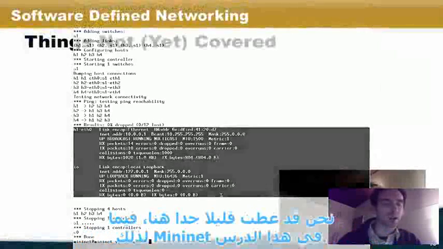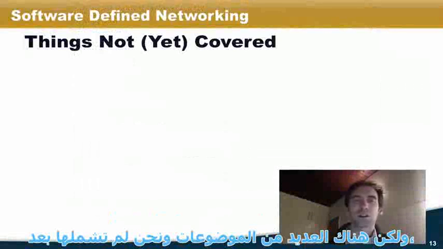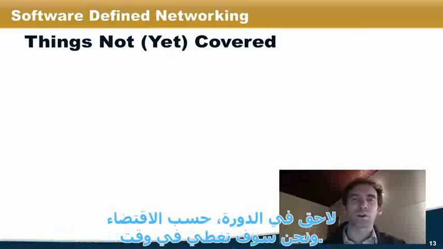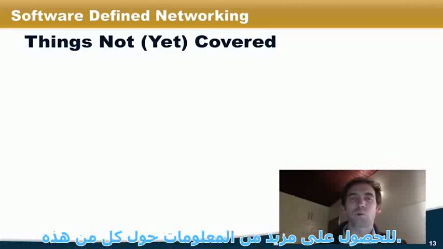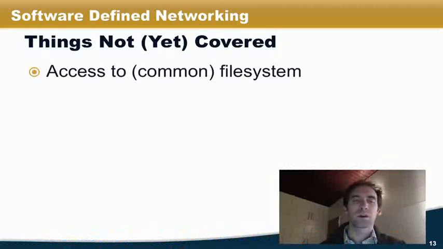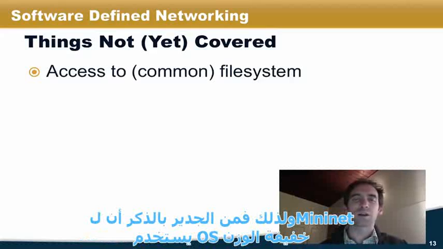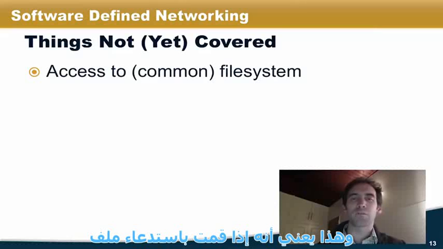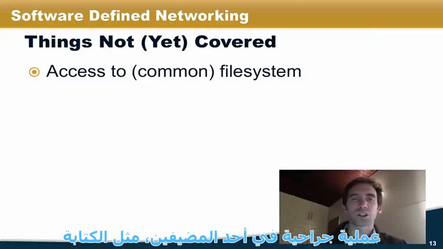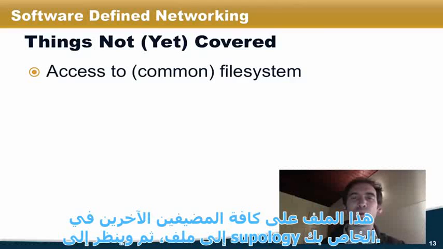So we have covered quite a bit right here concerning Mininet in this lesson, but there are several topics we have not yet covered, which we will cover later in the course as necessary, and you can also consult the Mininet tutorial to get more information about each of these. One is how to access the file system. So it is worth noting that because Mininet uses lightweight OS virtualization, the file system that each of the hosts sees is shared. That means that if you invoke a file operation on one of the hosts, such as writing to a file, then that file would be seen on all of the other hosts in your topology.